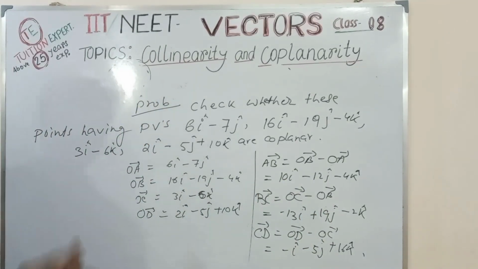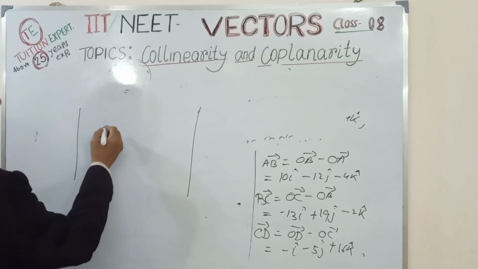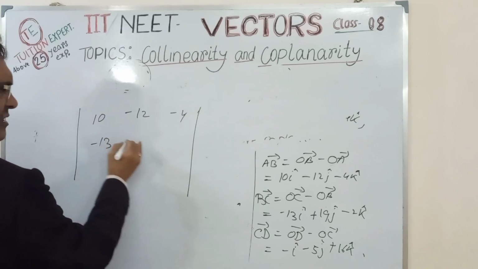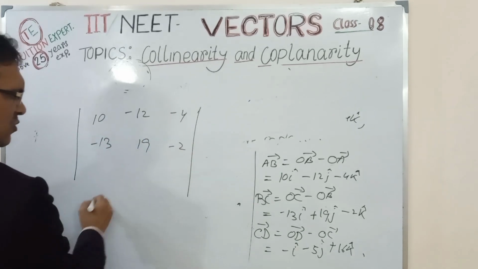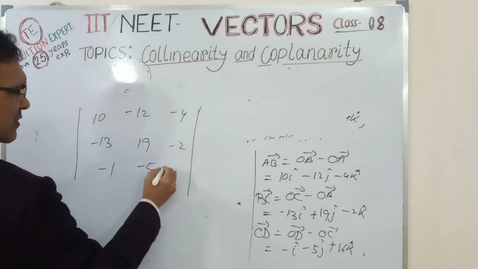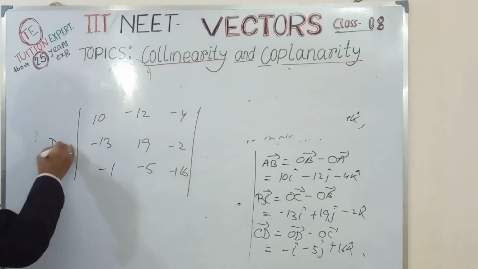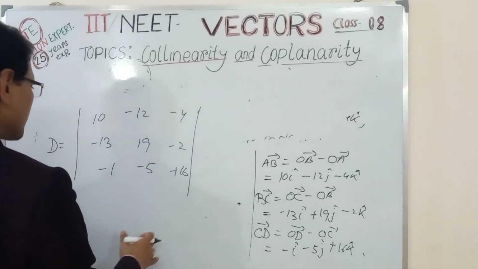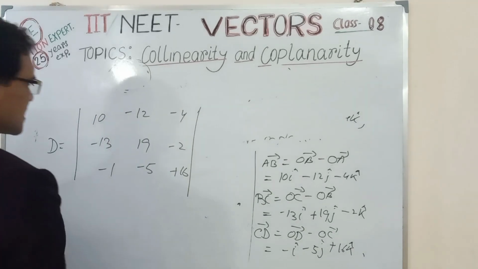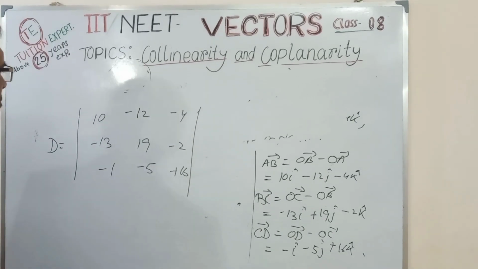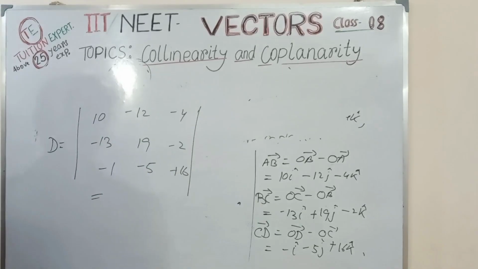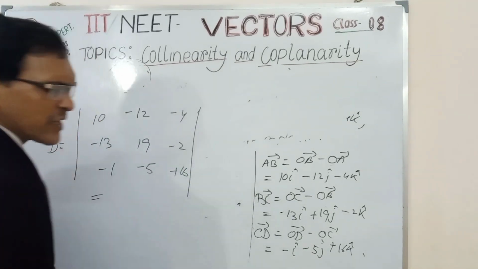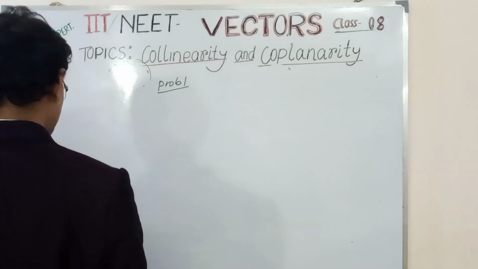Now if the value of the determinant of these three vectors is 0, then the three vectors are coplanar, and if not 0, then these are not coplanar. So this is the condition. Now you can find the value of the determinant. That's how we check the coplanarity of points whose position vectors are given.